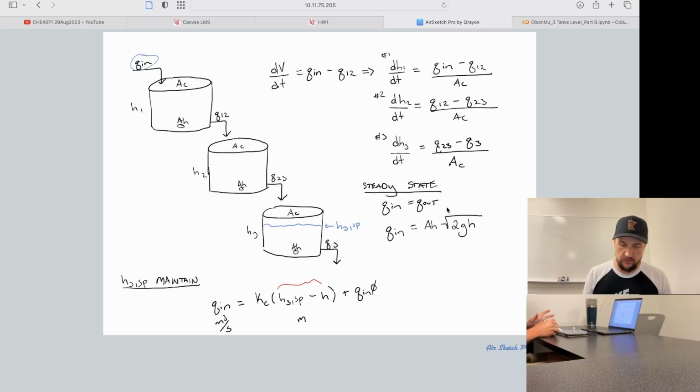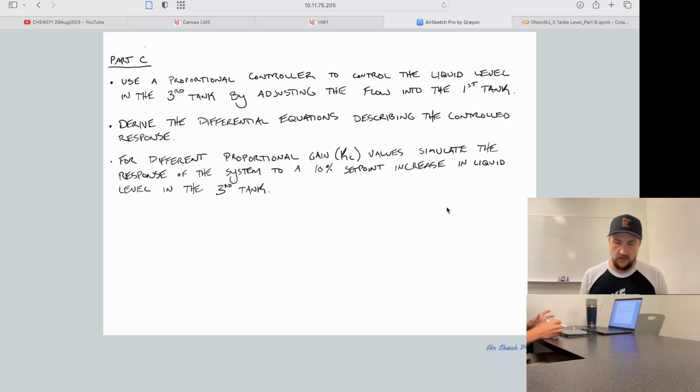Going back to here, we've derived the equation of what we're dealing with for our proportional control, and now we're going to simulate different Kc values and see what the dynamics of the process are based on the different Kc values. Are we going to have significant oscillations? How close to our set point are we going to get? That's going to be the next thing that we move on to here.